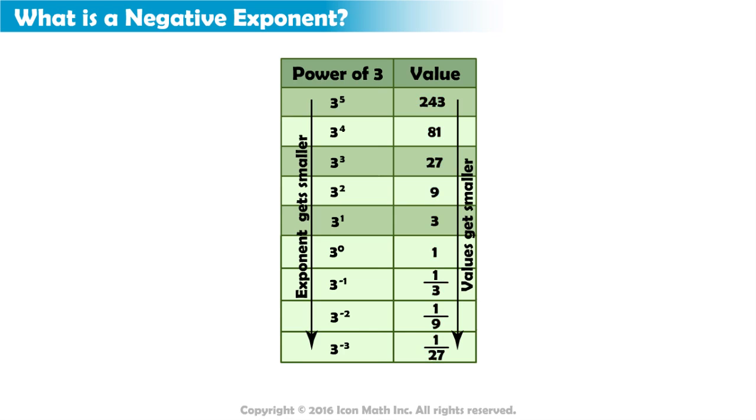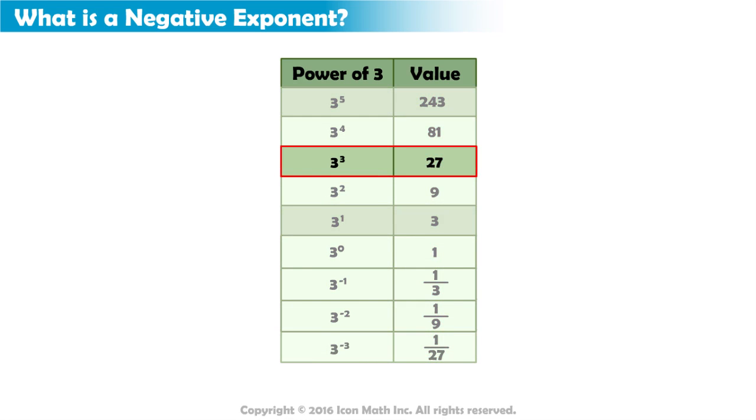Let's look for another pattern. Can you compare 3 to the power of 3 and 3 to the power of negative 3? 3 to the power of 3 is equal to 27, and 3 to the power of negative 3 is equal to 1 over 27. Also, 3 to the power of 2 is equal to 9, and 3 to the power of negative 2 is equal to 1 over 9.